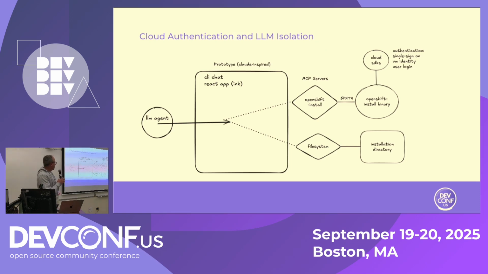Here's a quick diagram of the app itself, just to explain the authentication piece, because I think one of the benefits of running the system locally is, like I said, here is the openshift-install MCP server. This is super simple. It's just calling out the openshift-install binary in the path. And then the way the OpenShift installer authenticates is by using the Cloud SDK. So it can use the identity of the VM, user login, single sign-on.